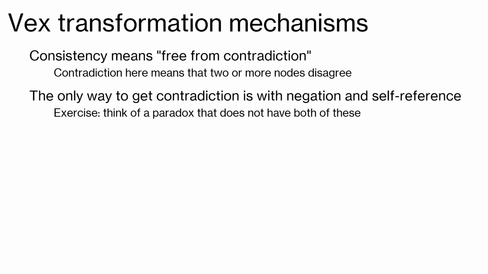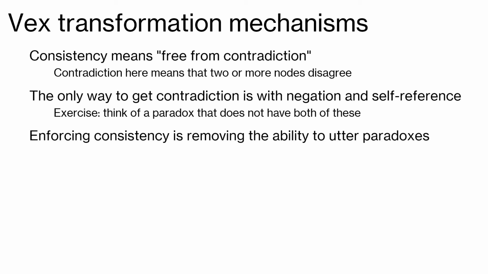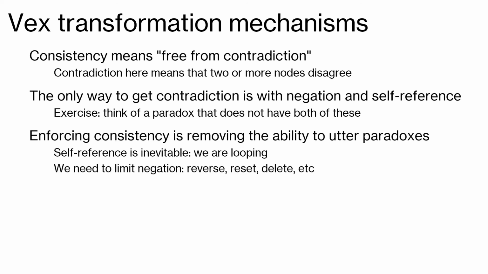So we want to enforce consistency. The way we enforce consistency is by removing the ability for the system to utter paradoxes, which means that we need to remove one of these two, either negation or self-reference. Self-reference is somewhat inevitable. The system needs to be able to talk to itself, either directly by looping or indirectly by sending a message to one node, which sends a message back to its node. So you can't get away from self-reference. Cool, now we have only one thing left, which is negation.